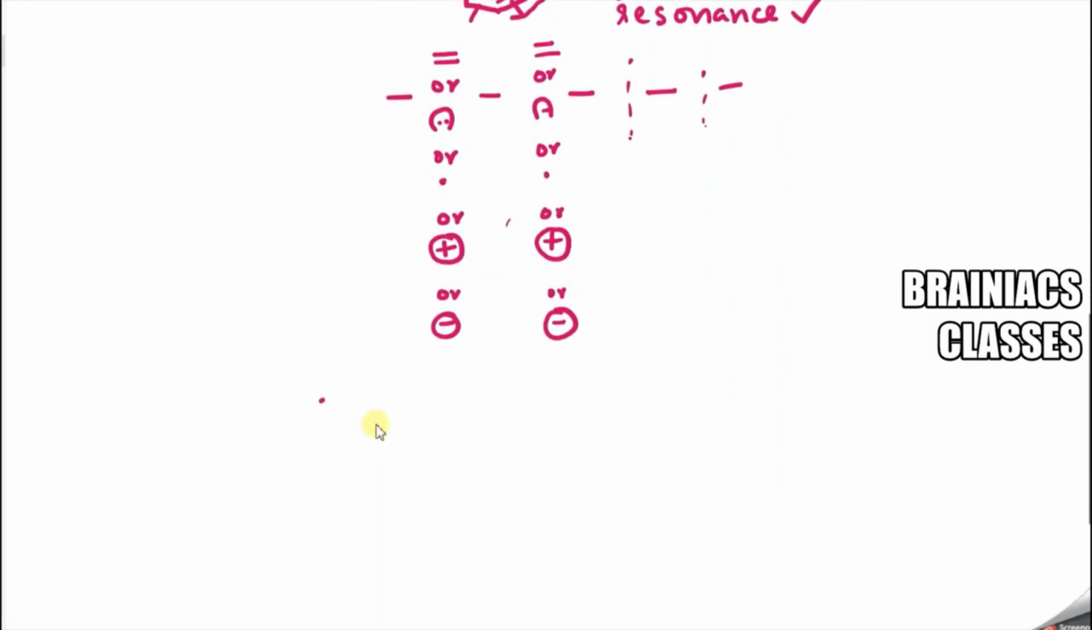Now next comes the fourth condition, that is 4n plus 2 pi electrons. How to check this? Very simple, put n equal to 0. Then what will happen? This becomes 2 pi electrons.